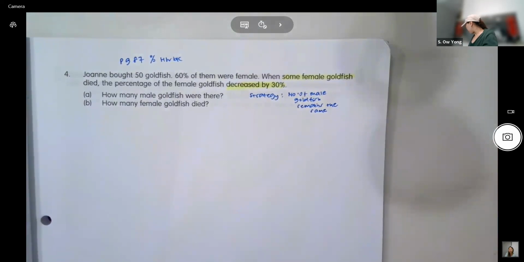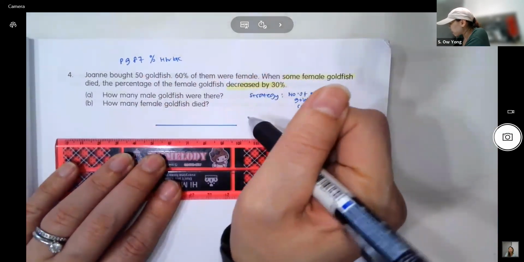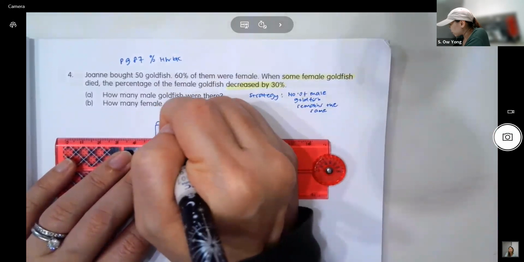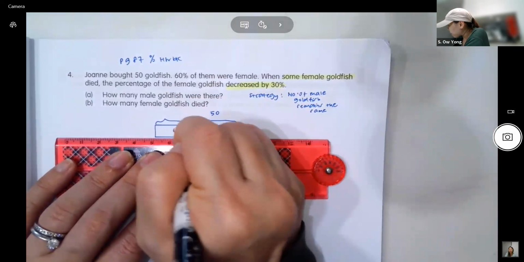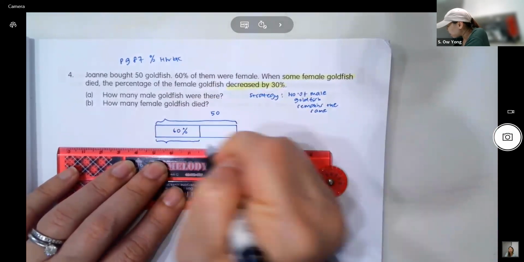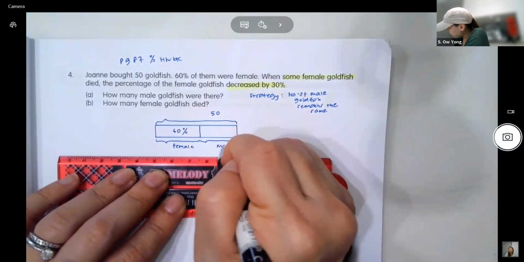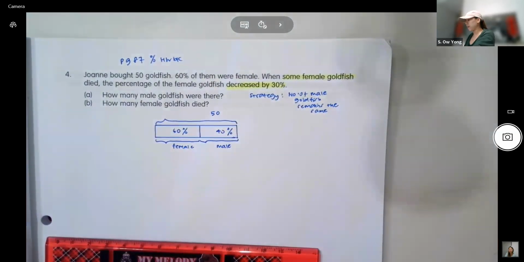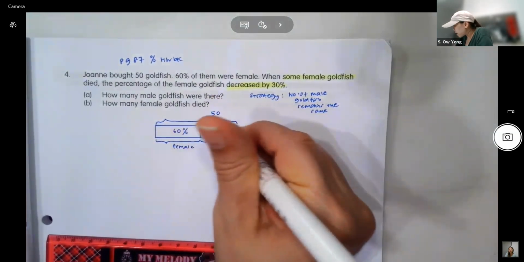Okay, so with that, I am going to draw out for you to see that actually there is something that remains the same, and that is the male goldfish. Let's say all together is 50 and 60% are male. Sorry, 60% are female. What is left behind are male, that is 40%. So this is something that remains unchanged. Let me highlight for you again. This portion here, the male remains unchanged.